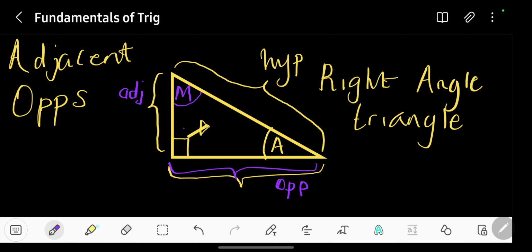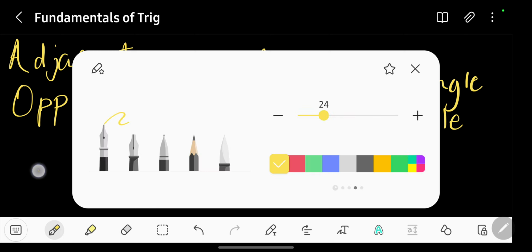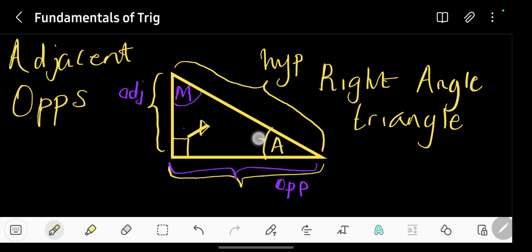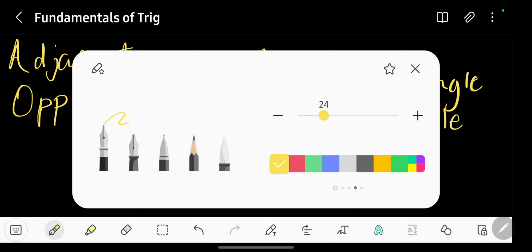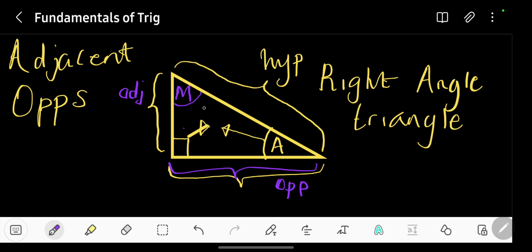If you check, let me just come back. This A is facing that side, so it will be the opposite side. But this M will have a different opposite side. So this M will have this side as an opposite side. I hope I am making sense on that. Okay, thank you.